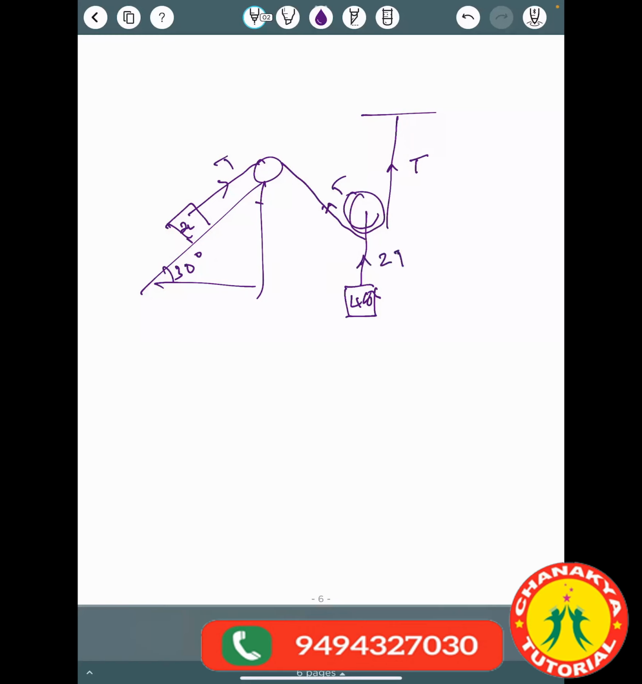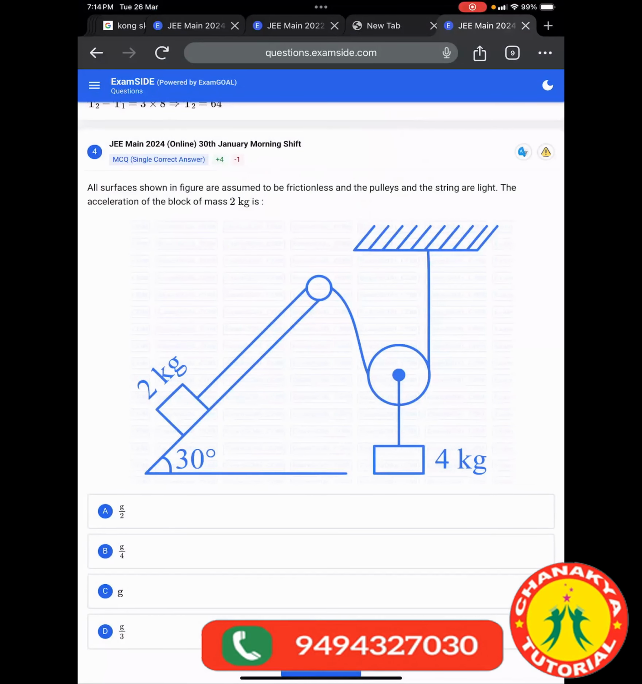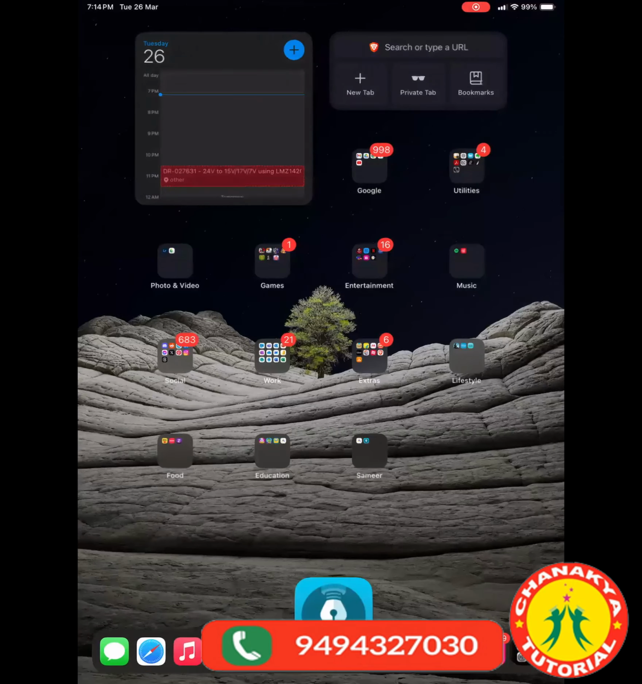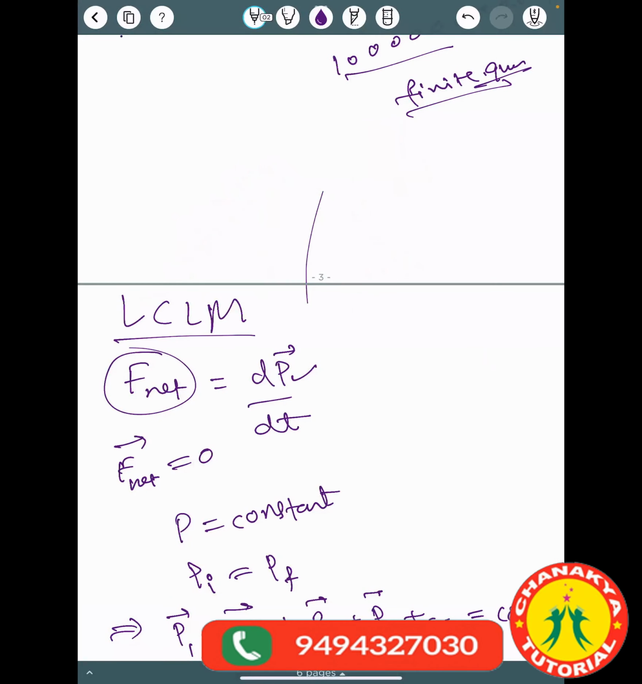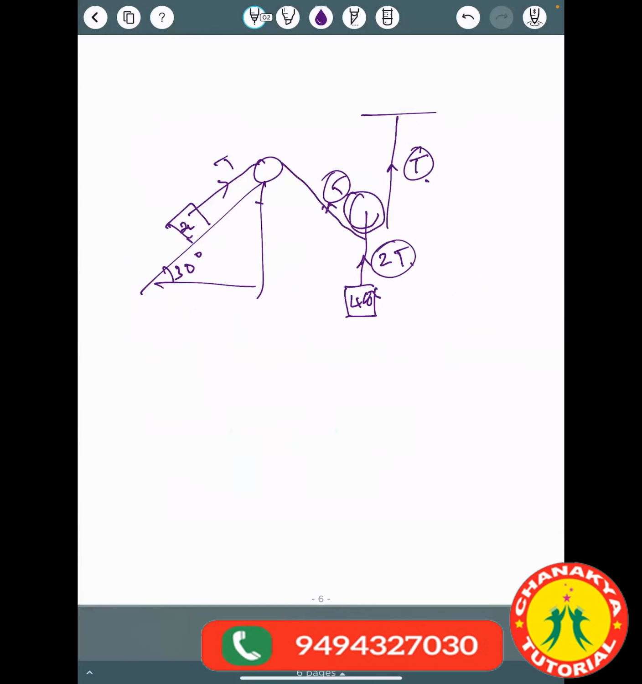It will be 2T. Here if it is T, here it is T, then it will be 2T. Correct? Then only the string will not break. Make sense, no? So if you see the diagram, here it will be T, here T, here it will be 2T.